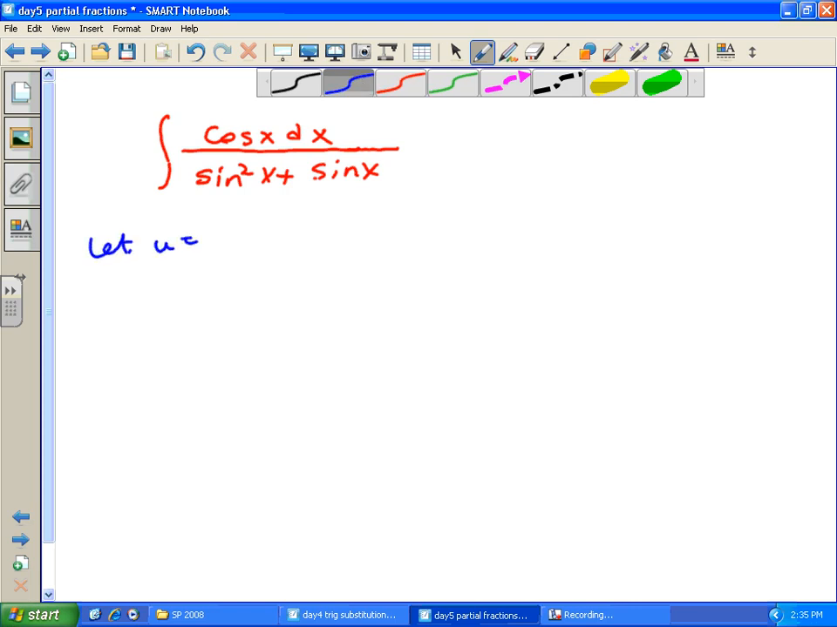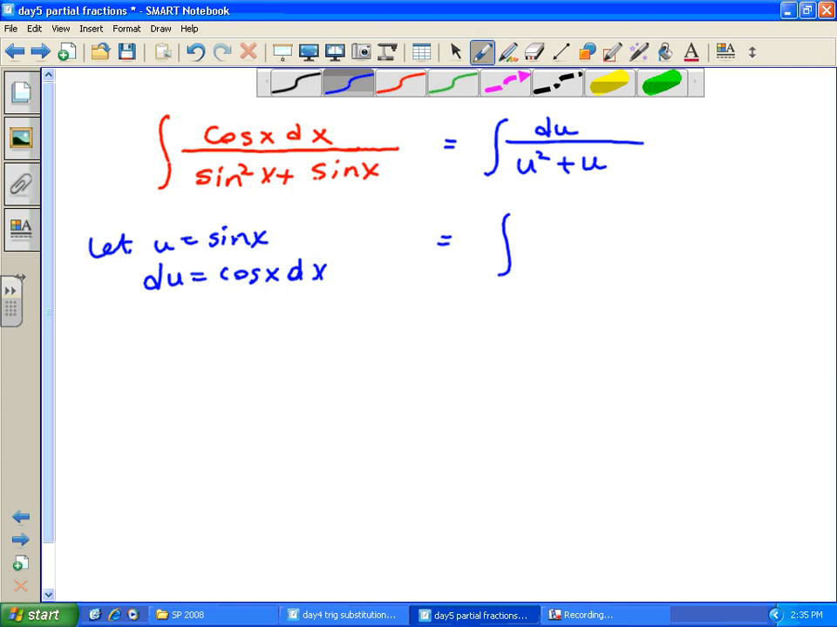Again, since we have the cosine x dx on the top, it would be a good idea to select u to be sine x. So its derivative is cosine x dx. So now the integral can be rewritten as just a du on the top and u squared plus u on the bottom. Let's factor the denominator as u times quantity u plus 1. And now this is in perfect position for the partial fractions method.